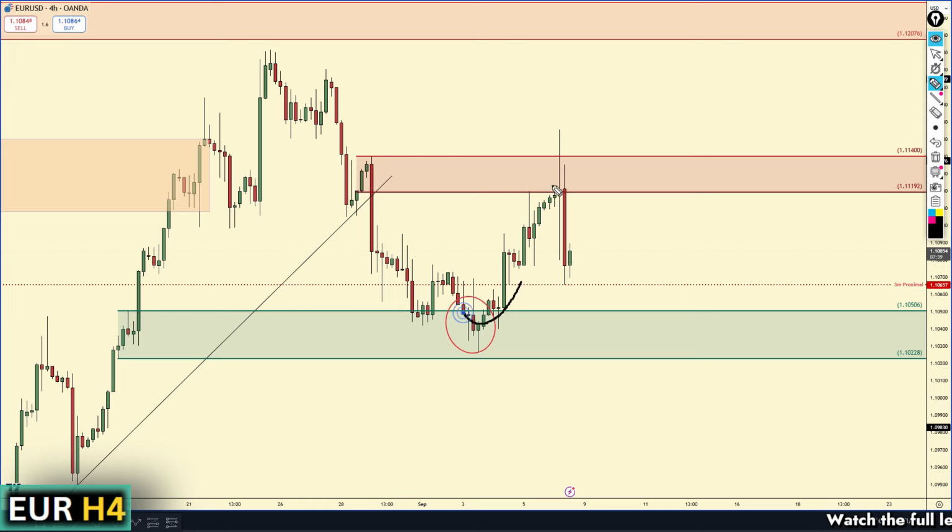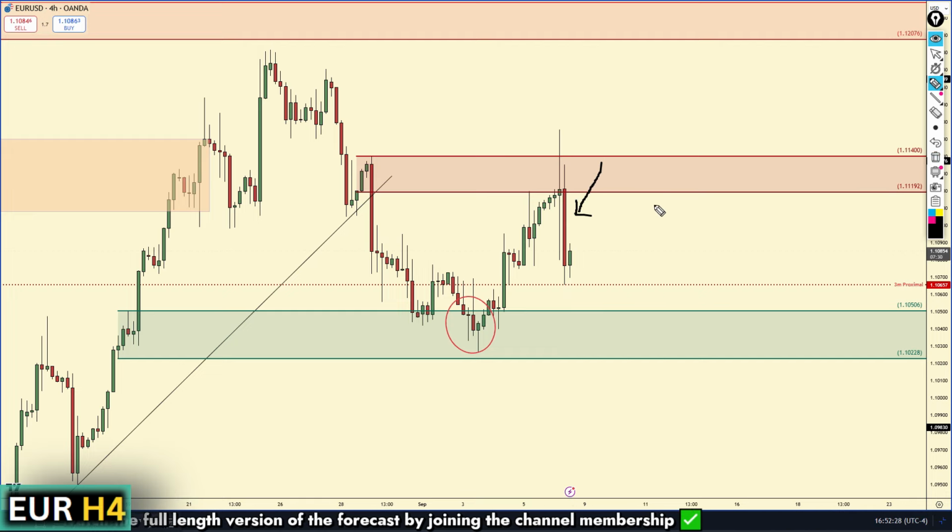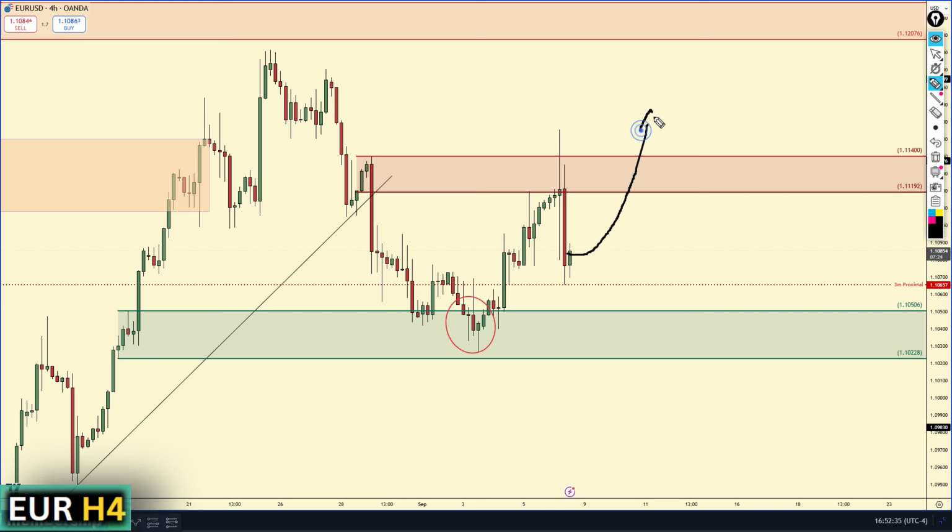So we did move from demand to supply. Peaked above it. I don't call that removed. In my opinion, this 4-hour supply is being respected. This looks like kind of just a news-based move. It just doesn't seem legitimate to me. So I am expecting price to continue to go up and break this proven area of supply.